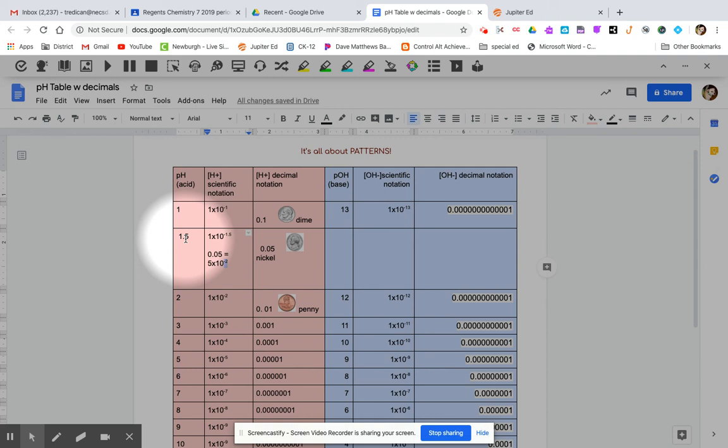Let's recap the patterns again. pH is measuring how much H, or hydrogen ions, how acidic something is. A pH of 1 is 1 times 10 to the negative 1. The other pattern is that pH and pOH have to add up to 14. A last pattern is that there's a similar relationship between pOH and how much hydroxide, or OH, is in there. Again, you can take that whole number, pOH of 13, and the concentration of OH would be 1 times 10 to the negative 13. And that pattern holds true.